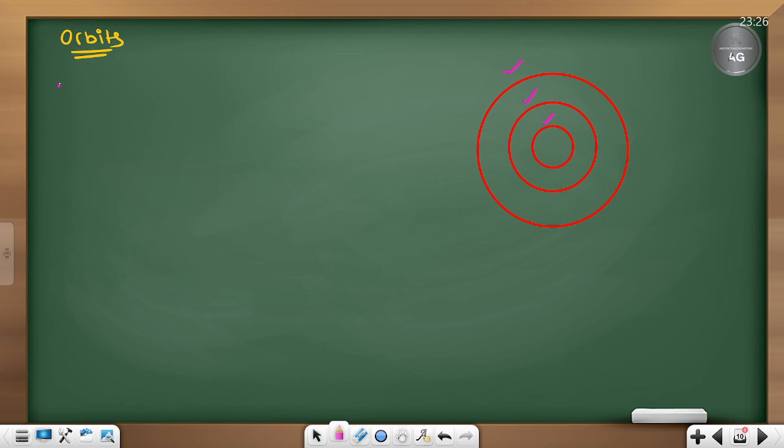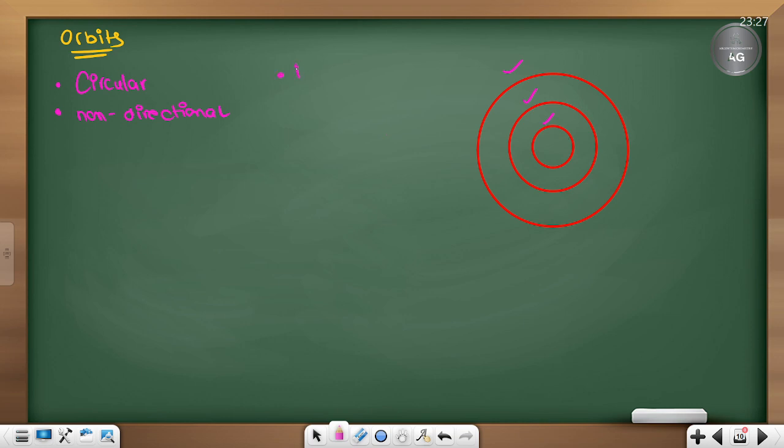So the first and foremost thing about orbits is that they are circular. Now, circular orbits, will they have any particular direction? A circle cannot have any direction. So these are all non-directional orbits. Clear? Okay, so these are the basic points I am telling you. Orbits will be circular and non-directional.